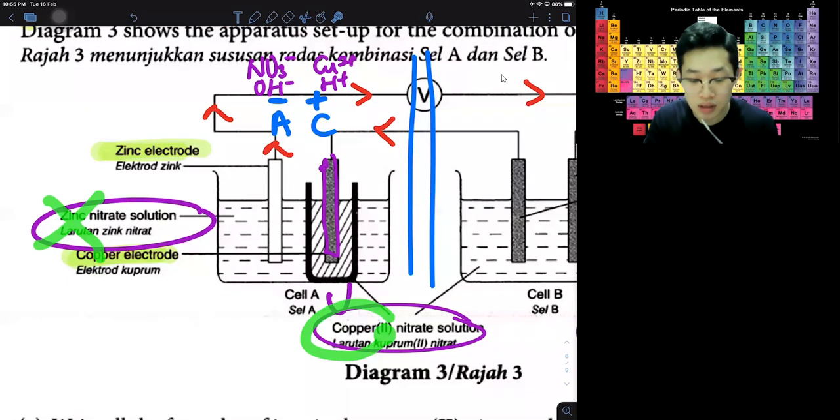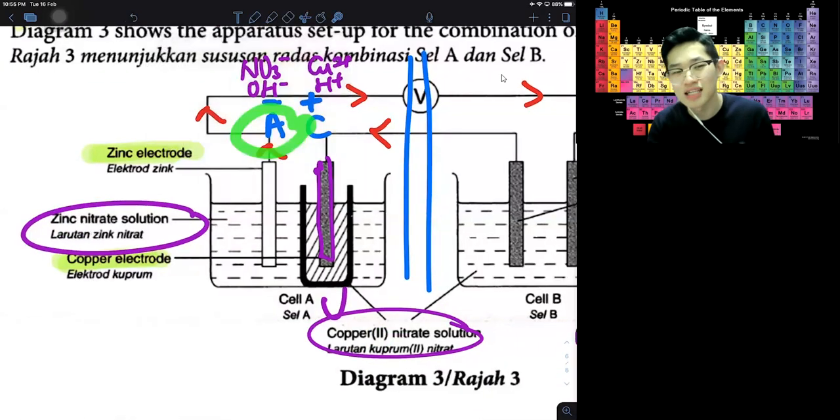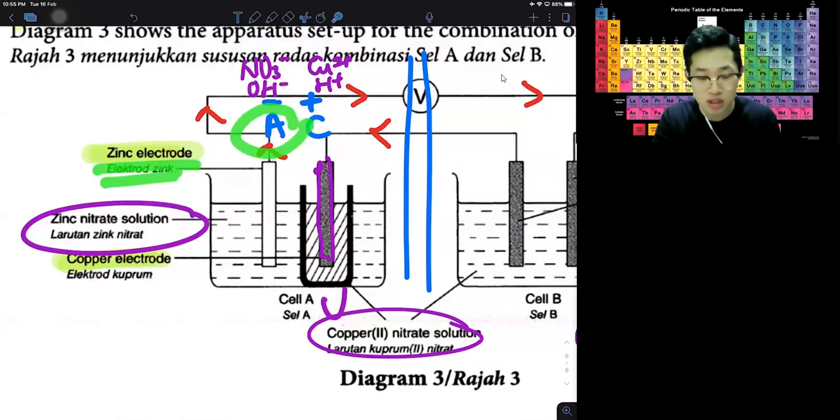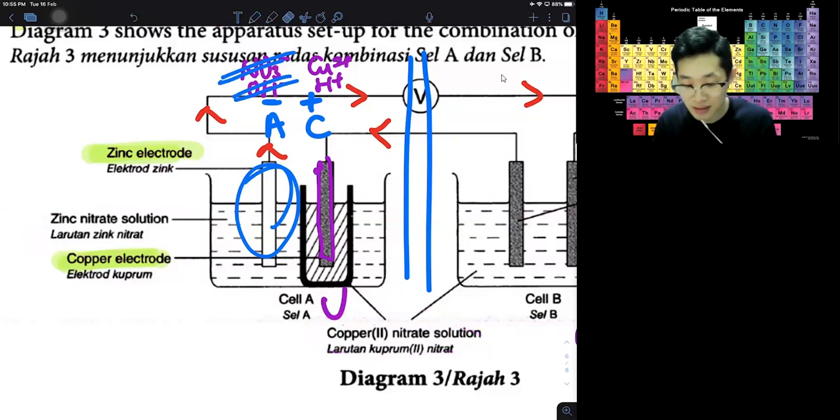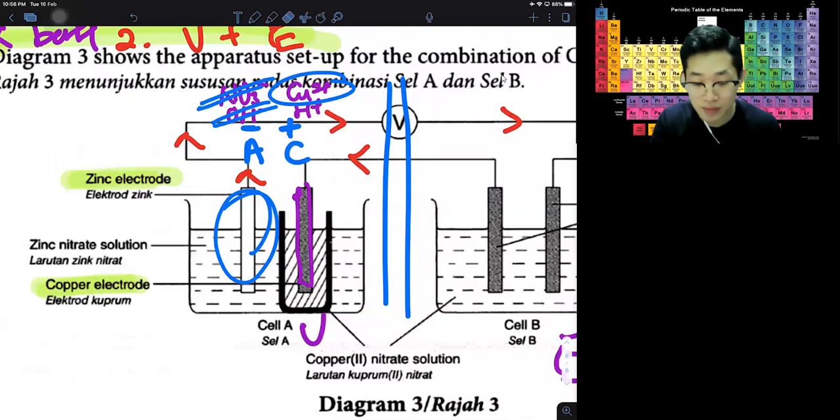Selecting ion. First, check the anode. Is the anode a metal? Yes. Choose the metal, not the ion. And then cathode, you have to check the solution. Concentrated or dilute? Dilute, so we choose the lower one, Cu2 plus. So what I have selected here is my zinc and also Cu2 plus.